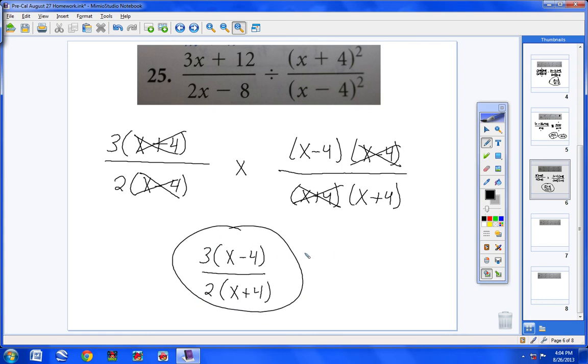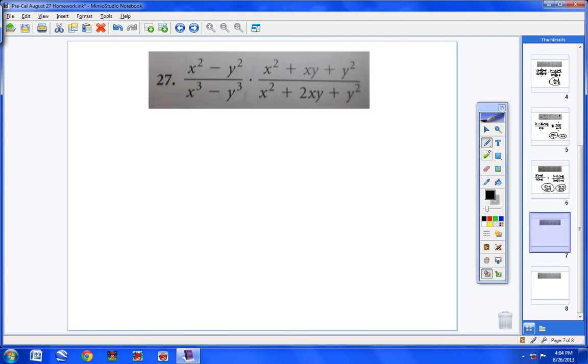If you want to take the 3 and multiply it through and write 3x minus 12 up top, I have no problem with that. If you want to take this 2 and multiply it through and write 2x plus 8, I have no problem with that. Either one of those two answers are totally acceptable. Okay, moving on to number 27.